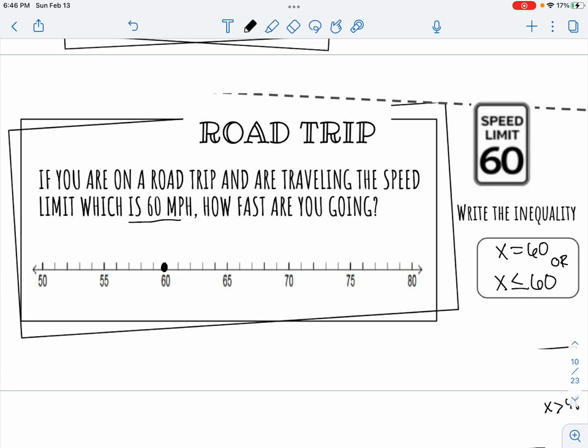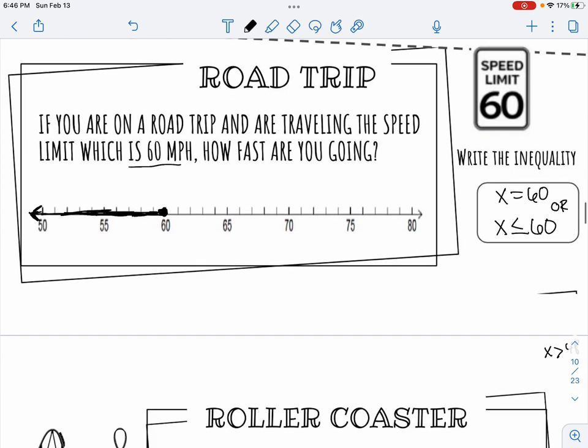So x would be less than or equal to 60 miles per hour if you're within the legal limit, and so you would shade it this way, because you could be going 55, you could be going 50, you're just going 60 miles per hour or less, because you're within the legal speed limit. There you go.